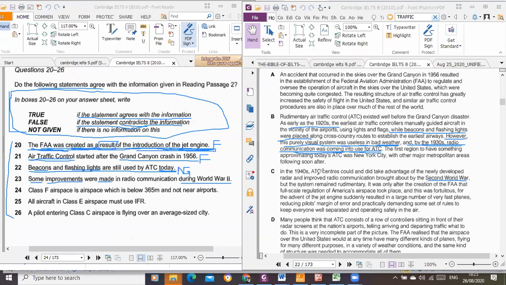So in 1940s, ATC centers could and did take advantage of the newly developed radar and improved radio communication brought about by the World War. Every other thing is a story. What they are saying is that some improvements were made in radio communication during World War II. Is that true? Yes. There were improved radio communication brought about by World War II. You can see they are quite straightforward. That makes this true. All right.